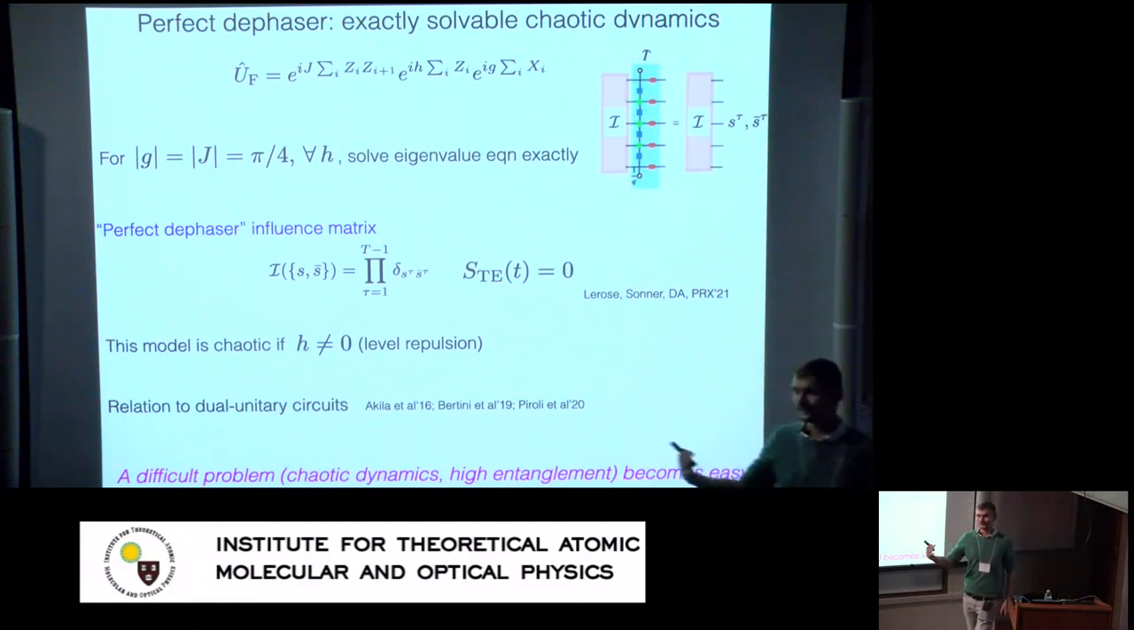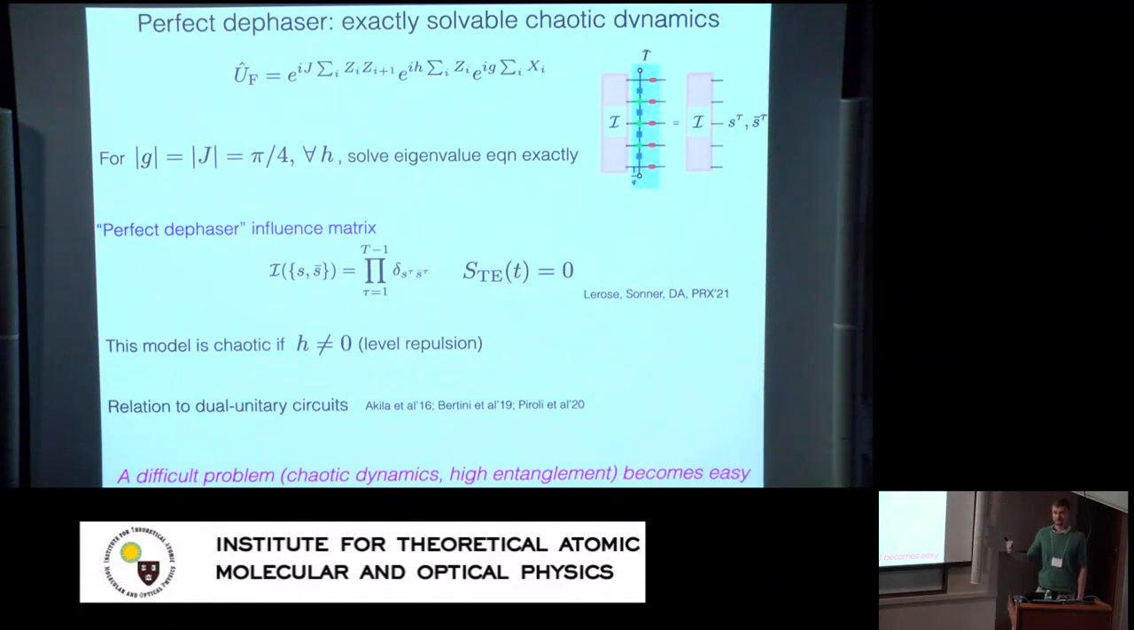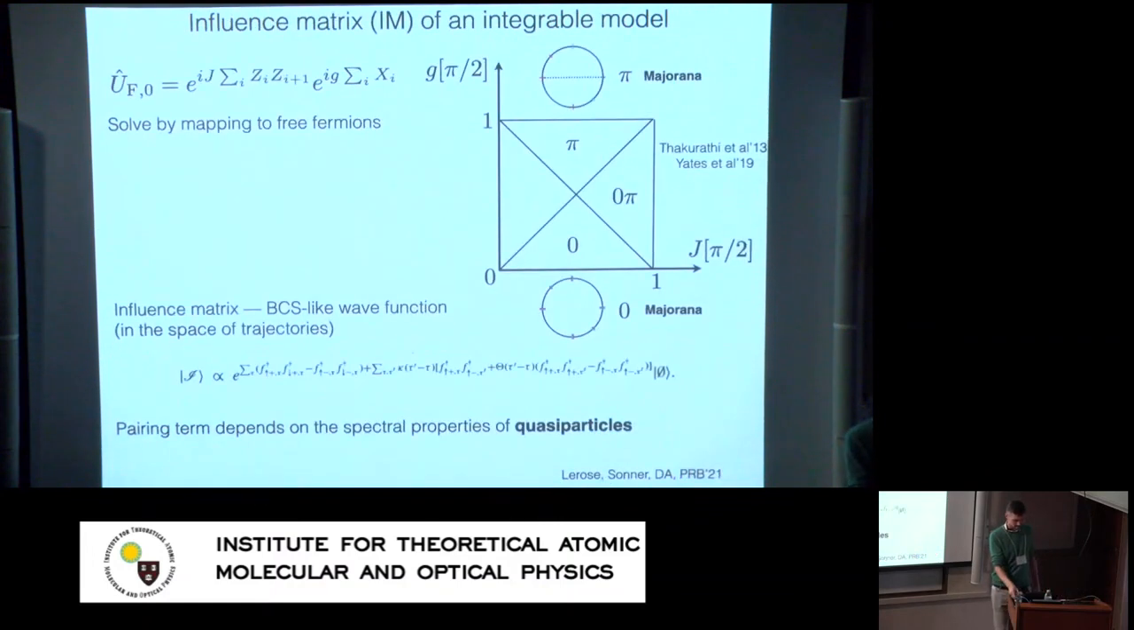It's a many-body system which acts as a perfectly Markovian bath, even though the model is chaotic, right? So this gives you a nice hint that this formulation is useful, and a difficult problem of chaotic dynamics with a lot of spatial entanglement can actually become pretty easy in this temporal formulation. Now to other exact solutions, right?